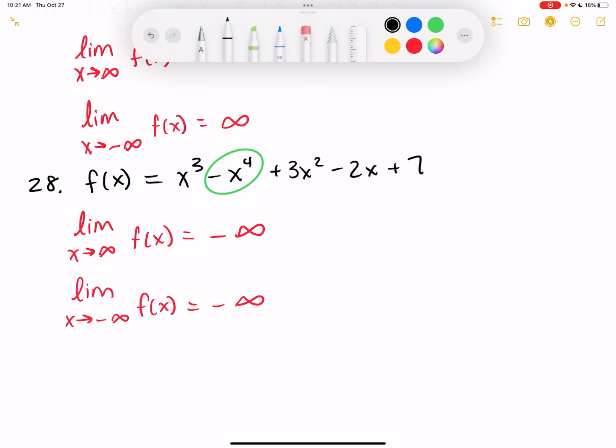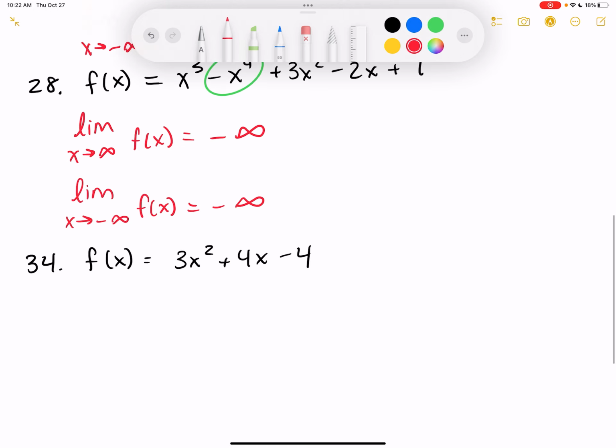All right, the next ones. Find the zeros of the function algebraically. So this just literally means factor and solve. Number 34: f of x equals 3x squared plus 4x minus 4. So we're going to factor it, use the zero product property, and solve. That's all that's happening. So how do I factor this?